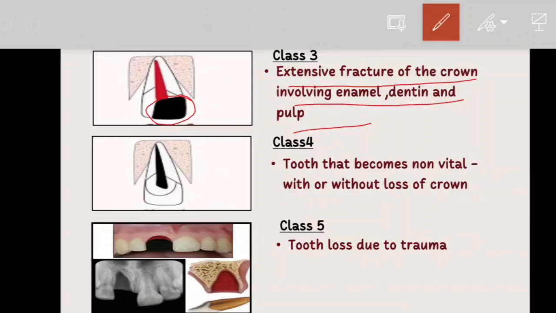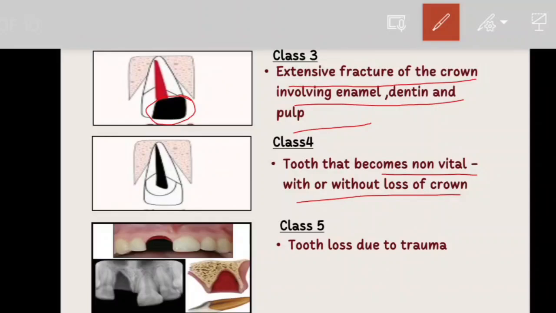Now class 4th is non-vital tooth, that is the tooth becomes non-vital with or without loss of crown. So here the diagram shows a dark pulp space indicating loss of vitality. So here the key point is tooth may look intact, pulp is dead and RCT usually needed.